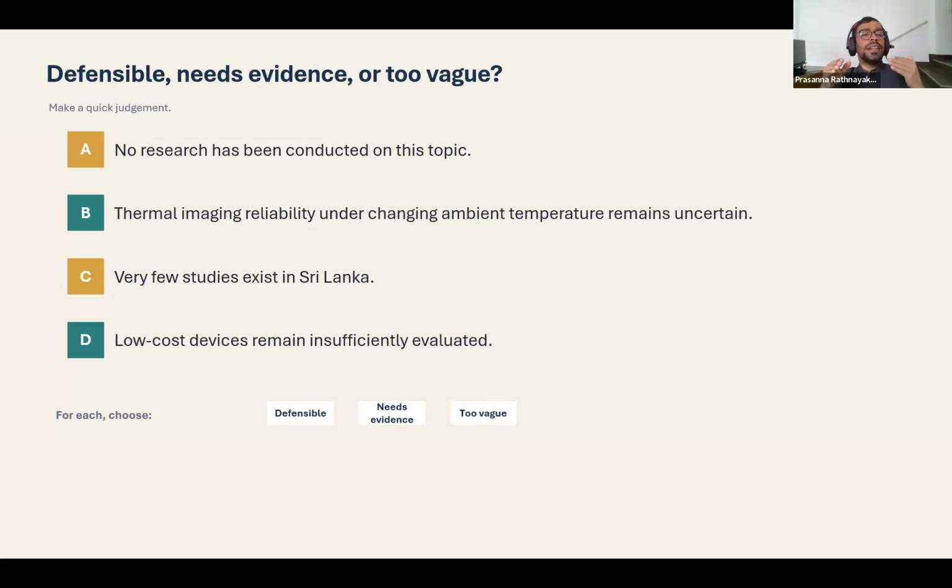Right? For A, what you decide, is it defensible? Does it need evidence? Is it too vague? Don't worry about the first question. Let's move on to the second because I want to explain what lacks there. Okay, statement B. Thermal imaging reliability under changing ambient temperature remains uncertain. Is it defensible? Does it need evidence? Or is it too vague? Let me see your response on chat.